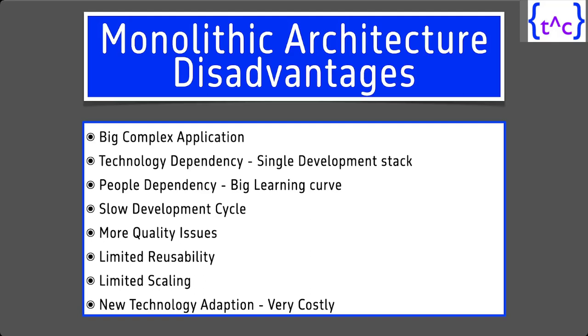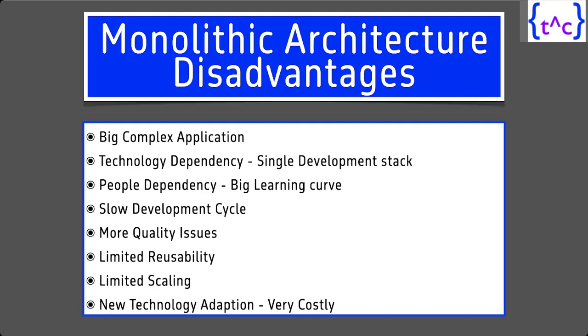And then new technology adoption is very costly, as I explained in point number 2. If finally your architects, designers and developers have decided that you want to use another technology in this application, you have to take a tough decision to rewrite the entire application, because in the current monolithic application, such technology changes will be very difficult to do, right? So these are some key disadvantages or challenges which we face in the monolithic architecture. There are more, but I have listed some important ones here.